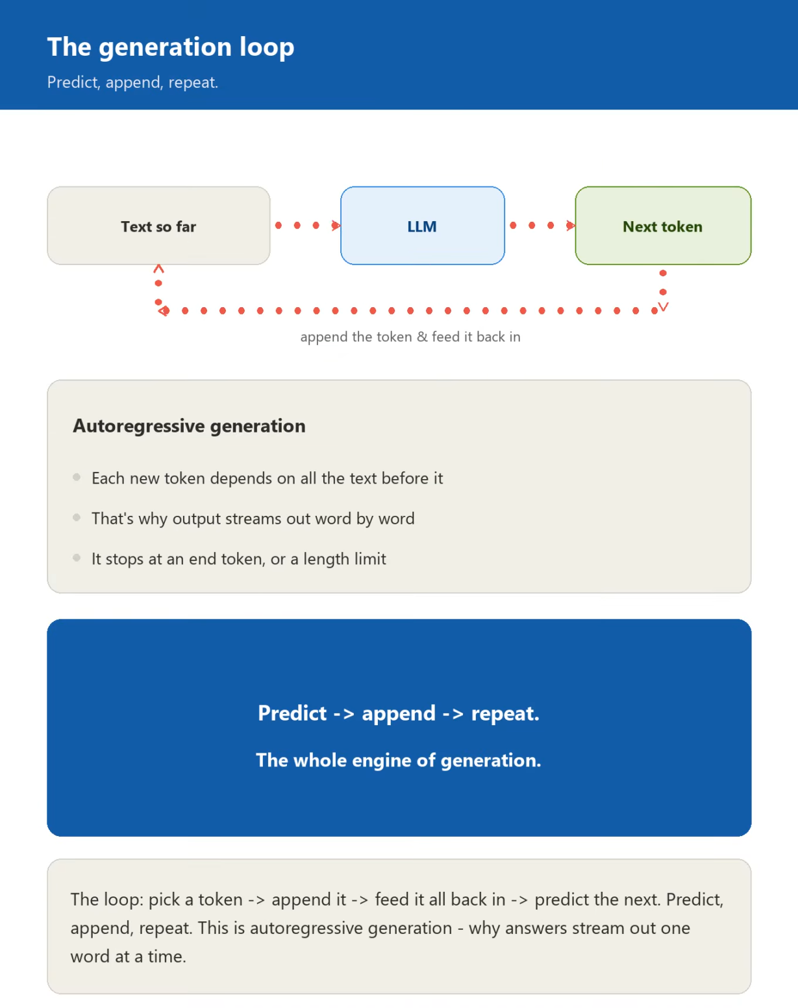Now the magic: it loops. The model picks a next token, appends it to the text, and feeds the whole thing back in to predict the next one. Predict, append, repeat. This is called autoregressive generation, and it is why answers stream out one word at a time.